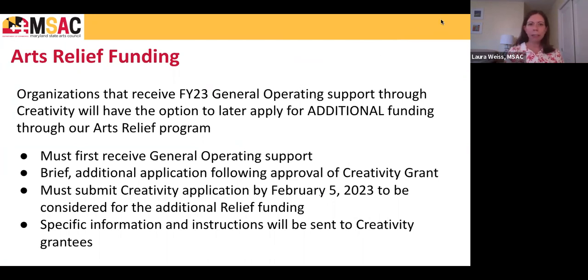Just to talk a little bit about our arts relief funding. This is changing hats just slightly, but it's all related. This year, you may have heard that we have a significant amount of arts relief funding that is available through many different channels. But for organizations, that's really looking at organizations that are receiving general operating support so that they are then able to apply for additional funding through that arts relief program.